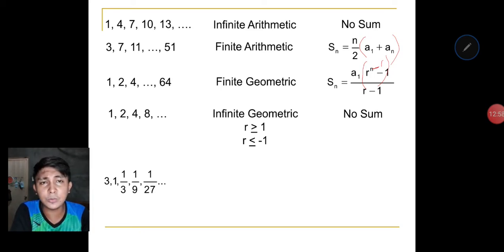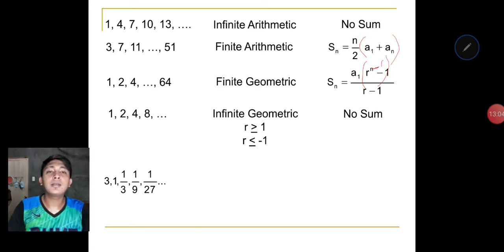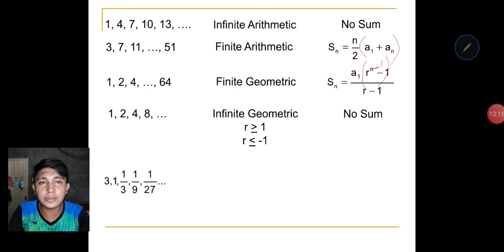What about the ratio, the sequence 3, 1, 1/3, 1/9, 1 over 27. Okay, 1 divided by 3 is 1/3. 1/3 divided by 1, that's 1/3. 1/9 divided by 1/3, that is 1/3. 1/27 divided by 1/9, that is 1/3. So we now have a common ratio. Since there is also, again, an ellipsis, that is an infinite geometric.